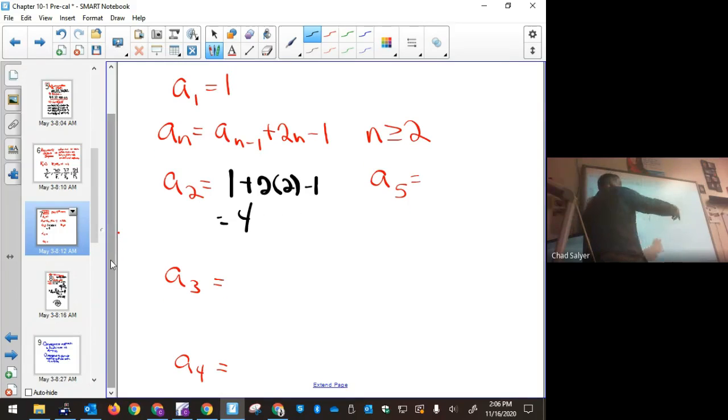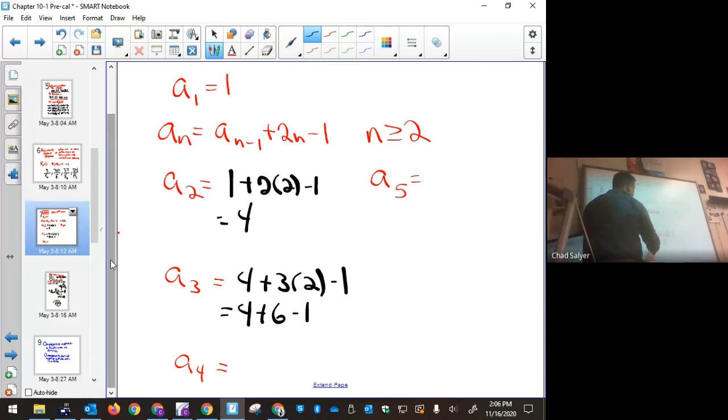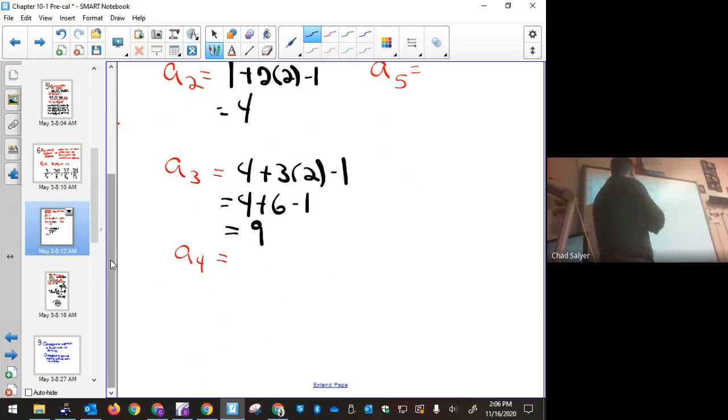And then the third term, see, I have to build these up. I can't just know the fifth because it's recursive. I have to go through the list in order. Unless I see a pattern, like Mason did earlier, then maybe I can predict it. So from 1 to 4. And then the third one is going to be 4 plus 3 times 2 minus 1. So that's 4 plus 6 minus 1, which is 9. So 4, 9. Any predictions on this next one?